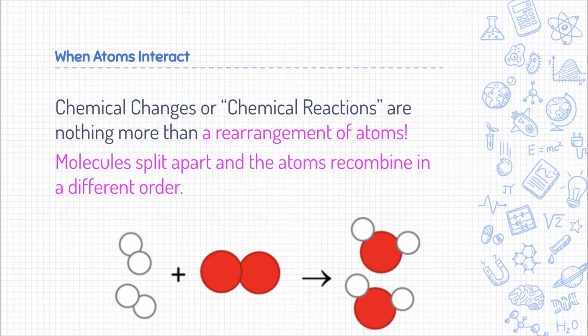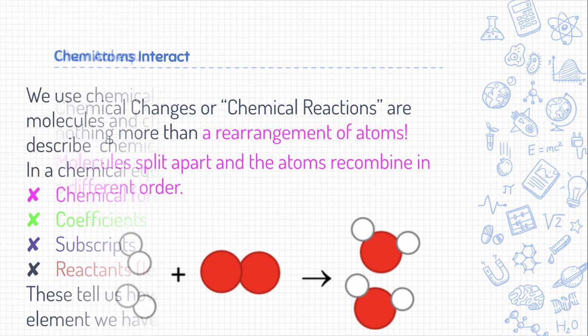Chemical changes, or chemical reactions, is another phrase for them. They're nothing more than a rearrangement of atoms. What happens is the molecules that you start with break apart into their separate atoms, and those atoms get together in a different combination, creating a new substance, something that wasn't there before, a different molecule, but made up of the same stuff.